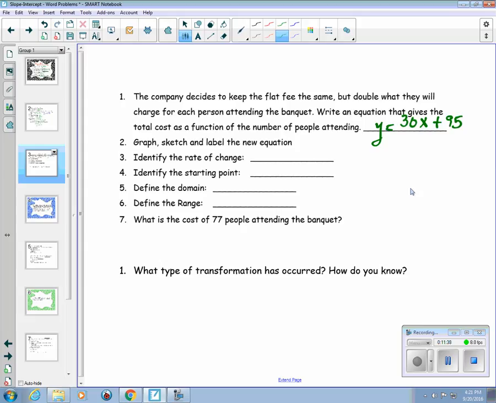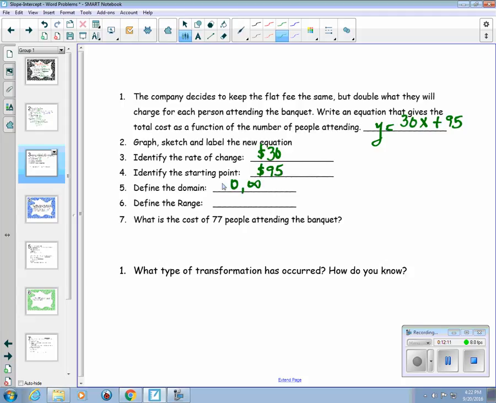The rate of change has doubled. So now the line is going to be steeper because it's going to go up a lot faster, because now it's 30 per person instead of 15. All right. So identify the rate of change. What's the rate of change? 30. What's my starting point? 95. What's the domain?